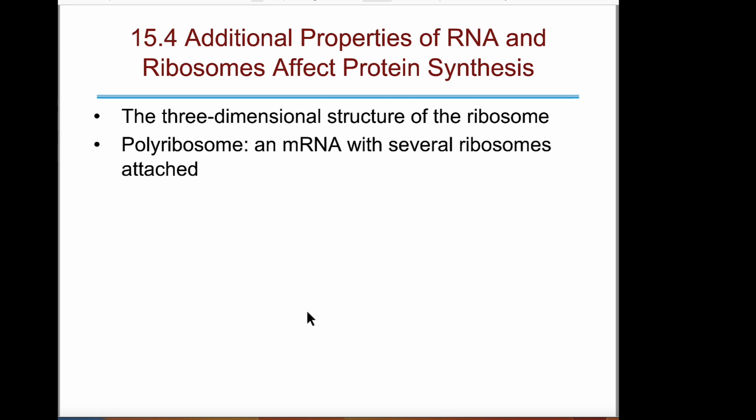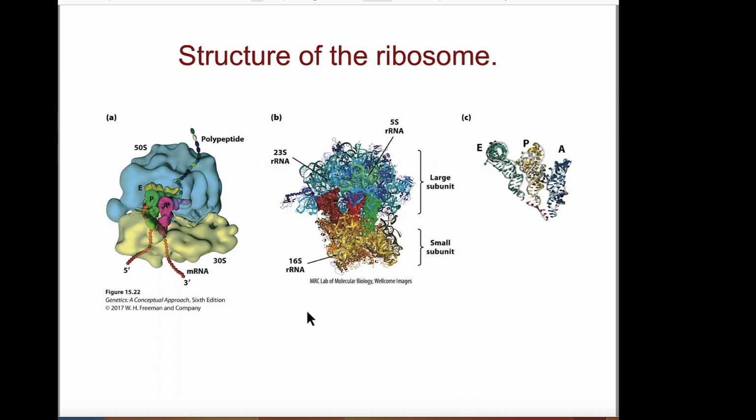The three-dimensional structure of the ribosomes and the polyribosome, which is where you have an mRNA that has several ribosomes attached to it. So let's look at the actual structure of a ribosome. Here is your 50S, or your large subunit. Here's your small subunit. You'll see the mRNA, and then you have the growing polypeptide chain. These are just showing you different models of how the ribosome structure looks. Notice here's the E site, the P site, and the A site. And keep in mind, these are proteins that are involved in this, and this is a chemical reaction that's actually helping to anchor these molecules in place.